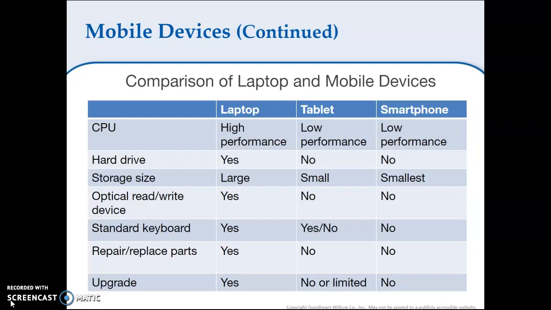Now let's take a look at this graphic. So, laptops and mobile devices. When it comes to different hardware pieces on the far left-hand side, CPU, hard drive, storage size, optical read-write device, standard keyboard, repair, replace parts, and upgrade, can that be done on any of these different devices, laptop, tablets, and smartphones? As you can see by looking at this, there are going to be advantages and disadvantages to each of those different mobile devices. Chances are you may have one or more or all of these different devices at home. This is a way for you to determine what the advantages are of each of those devices.